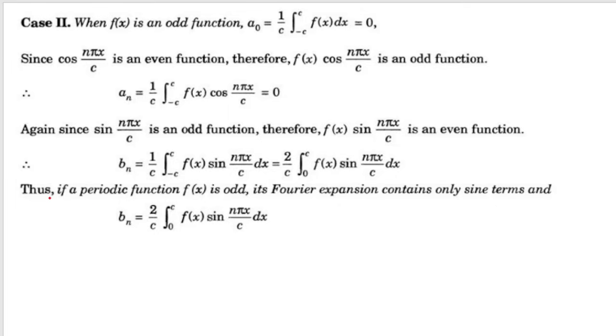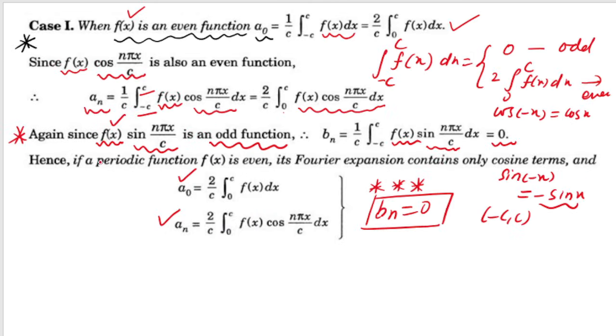So this is what is written, that thus if a periodic function f of x is odd, its Fourier expansion contains only sine terms. It does not contain cosine terms. Oh, sorry, I moved to the next page. So what I am saying is that if f of x is even, then its Fourier expansion contains only cosine terms. It does not contain any sine term.